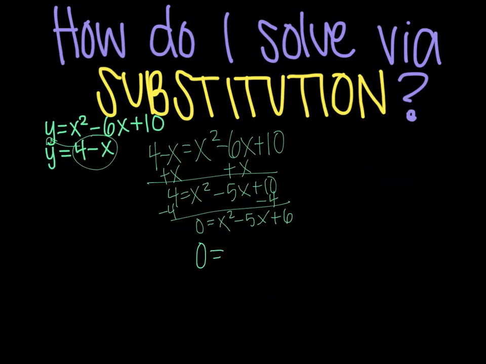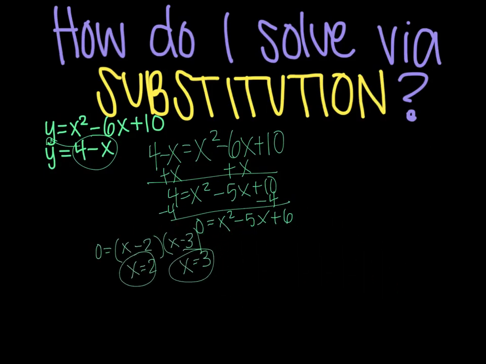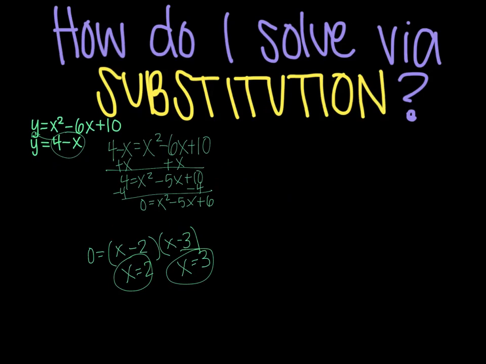So 0 equals, and then what numbers can I get a product of 6 and a sum of negative 5? And that would be negative 2 and negative 3, which means x could be 2 or x could be 3, either one. And then we have to go and plug that in for y. So we're not done quite yet.